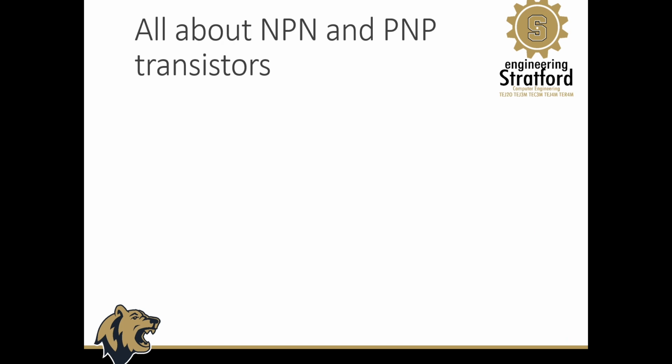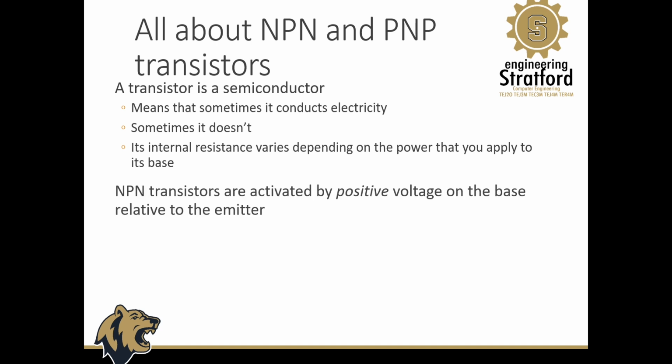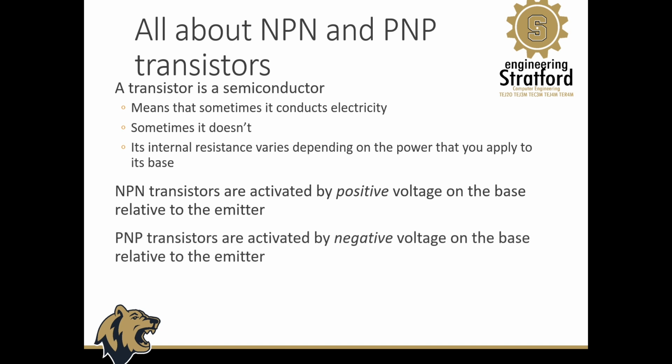So that's the lab. Now, a few points to hammer home here. A transistor is a semiconductor. That means that sometimes it conducts electricity and sometimes it doesn't. Its internal resistance varies depending on the power that you apply to its base. So NPN transistors are activated by positive voltage on the base relative to the emitter. That's what we were just using. The 2N2222 is an NPN transistor. There are also PNP transistors that are activated the opposite way by negative voltage applied to the base relative to the emitter.